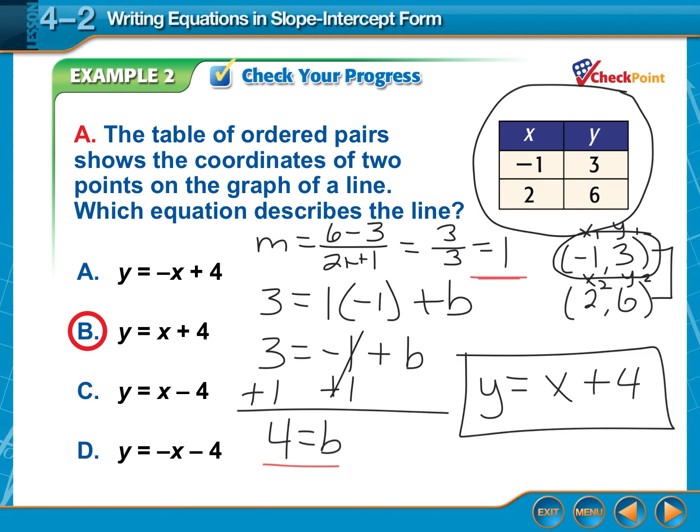Okay, so reminder, if it asked you to graph this, what do you start with? You start with the y-intercept, right? You start with the 4, and then you use your slope to do rise over run. Yeah? Questions? We got one more.